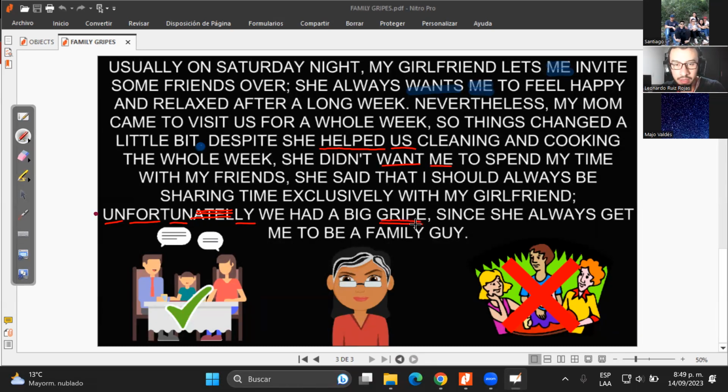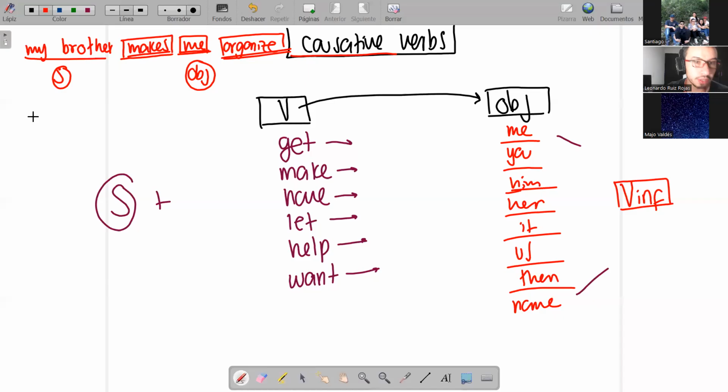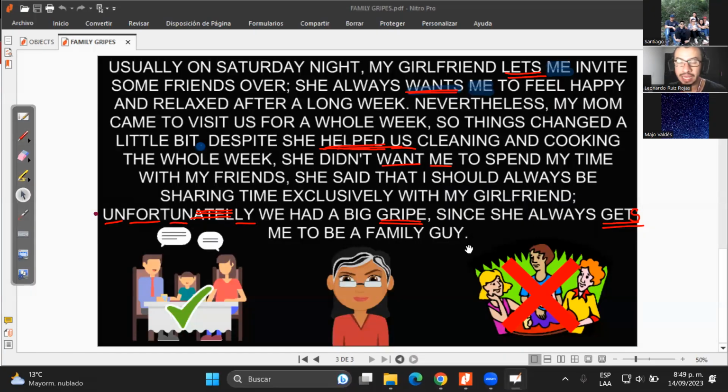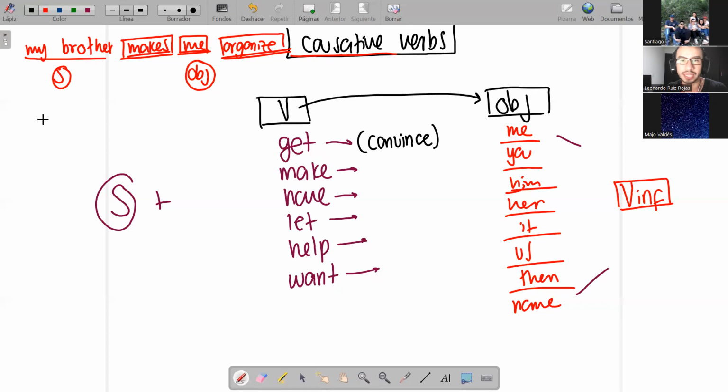Grip means like a discussion, like an argument. Ready? Since she always gets, I'm sorry, gets me to be a family guy. So we have get, we have want, we have help, and we have let. These verbs are going to mean something different. When we have the verb get someone to do something, I am talking about convincing the person to do something. So when I say she always gets me to be a family guy, it is because my mother always convinced me to stop going out with my friends and be a family guy. So she always convinced me to do that.